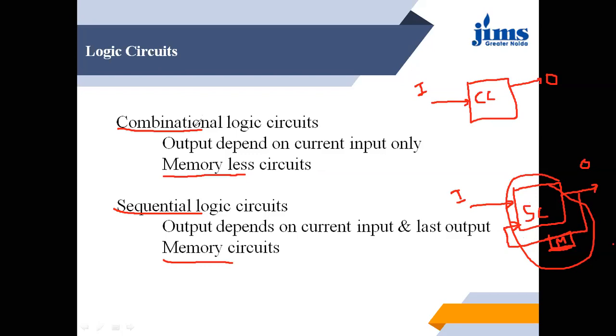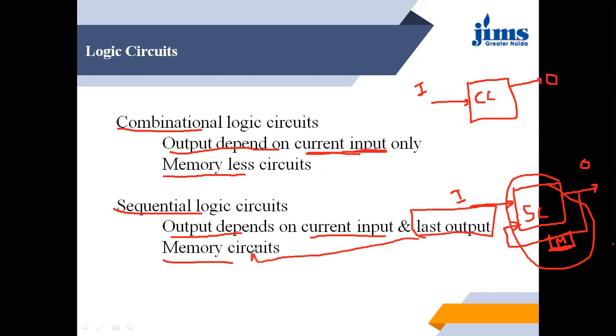So combinational circuits are the circuits where the output does not depend on memory, meaning the complete output depends only and only on the current input. Whereas in a sequential circuit, the output depends on the current input as well as the last output, and this last output is provided by the memory.